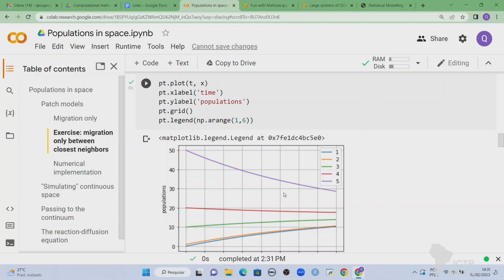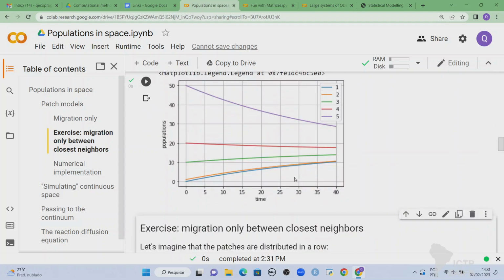So the migration rate tells me the time scale over which this evening out of the population, this homogeneous distribution, happens. I can measure this by the time it takes for the population to be the same across all the patches.